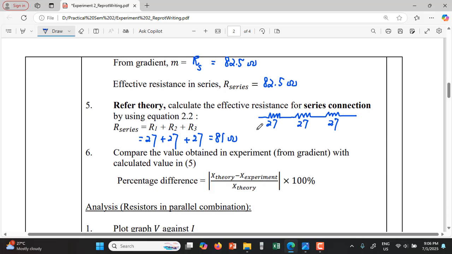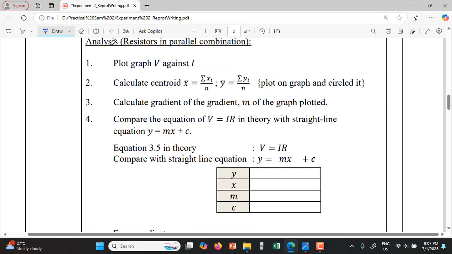So anda perlu lakukan comparison to calculate the percentage difference, whereby you need to take the theory value 81 ohm minus the experimental value you obtain. Contohnya kalau experimental value saya dapat 82.5 ohm, then divide by the theory value 81, then multiply 100%, then I'll get the percentage difference for my experiment. Then the same analysis you are going to repeat for resistor in parallel.